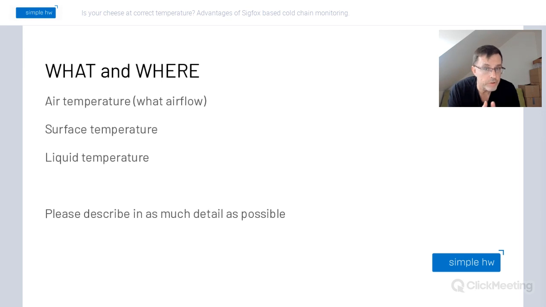It's not sufficient to say it will be in the freezer, but one should be clear whether it will be on the top part of the freezer, on the bottom part of the freezer, how it will be mounted. So please describe it in as much detail as possible. Ideally with photos as well. For any kind of discovery, it's very important to have photos of the actual places, not abstract freezers, but real freezers, to understand the business case.